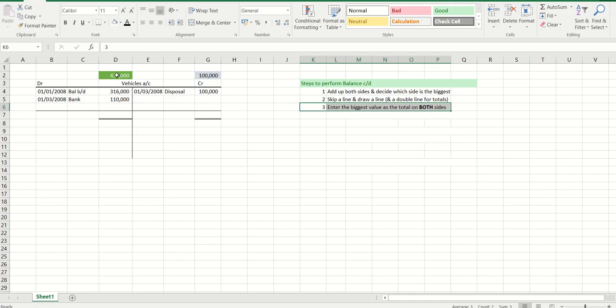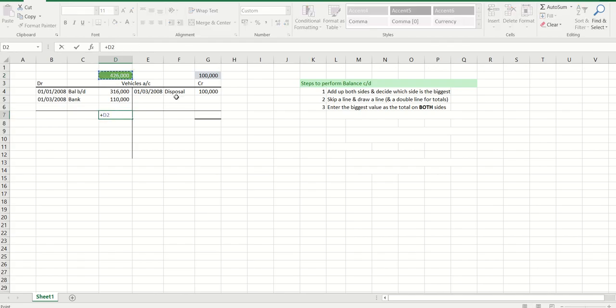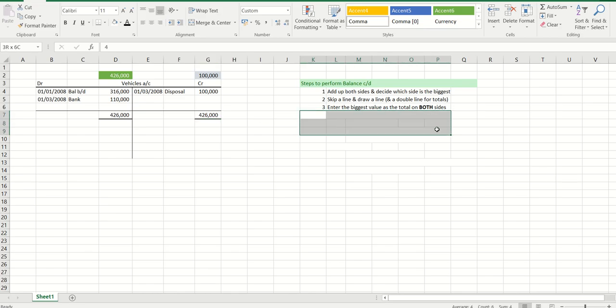Then we go into step 3. Enter our biggest value as the total on both sides. So our biggest value is the 426,000. We're going to have that as the total on both sides. Make sure that it's the total on both sides.